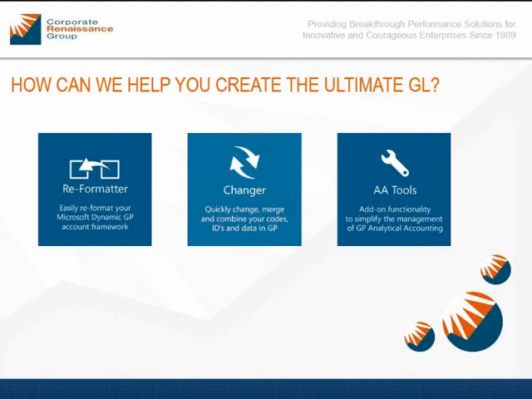So how do I get to this perfect vision of what I want to have for the ultimate GL? And the answer here is we can help with this, and we have been helping the entire GP channel with this for a long, long time with our chart of accounts restructuring tool set. And there's really three pieces here that may be involved in this. The first one that you may or may not need to use is Reformatter.